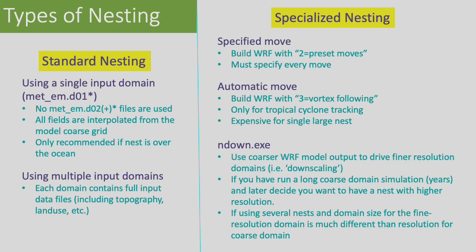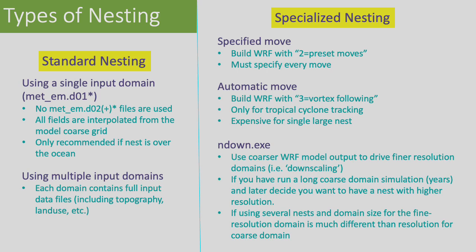The final type of nesting is called indown or nest down. When you compile with a basic nesting option, you should get an executable called indown.exe, which you'll use for this option. This is similar to multiple input standard nesting, except you will run your domains separately, running the simulation for the parent and then the child.